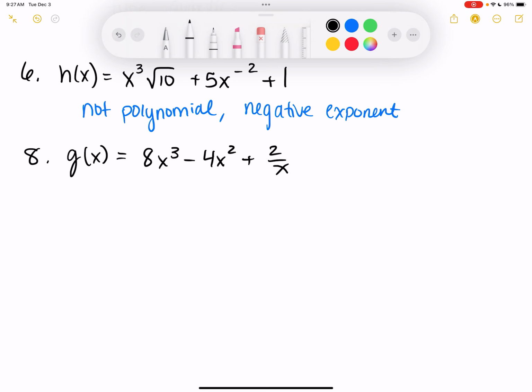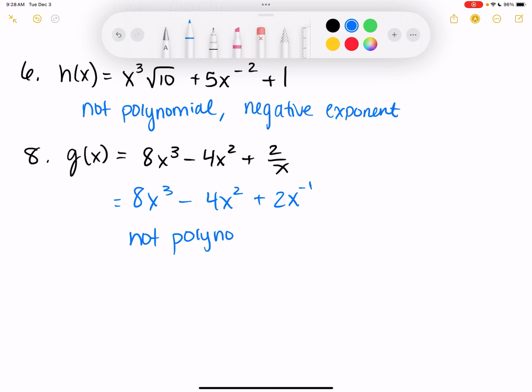Bingo. This one's kind of a tricky one because they all look positive, but I can't leave this in the denominator. That becomes a rational function when that's the case, so I need to move that up. So this would really be 8x cubed minus 4x squared plus 2x to the negative 1. Put it where it ain't, change the sign. So this is not polynomial because of a negative exponent. Or you could say because the variable's in the denominator. Either way would be fine. And you don't have to rewrite it. I just did for a visual for you.